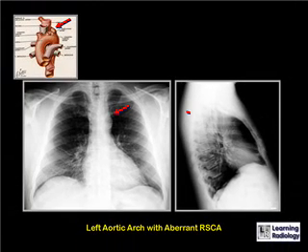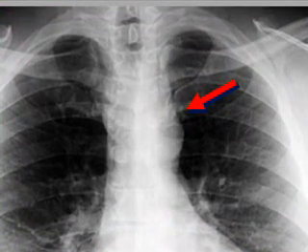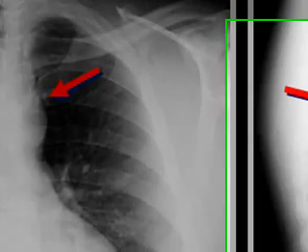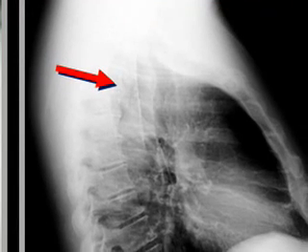And this is what a left aortic arch with an aberrant right subclavian artery can look like. On a frontal chest examination, the red arrow is pointing to the oblique shadow just superior to the aortic knob. On the lateral view, the trachea and esophagus will be displaced forward.